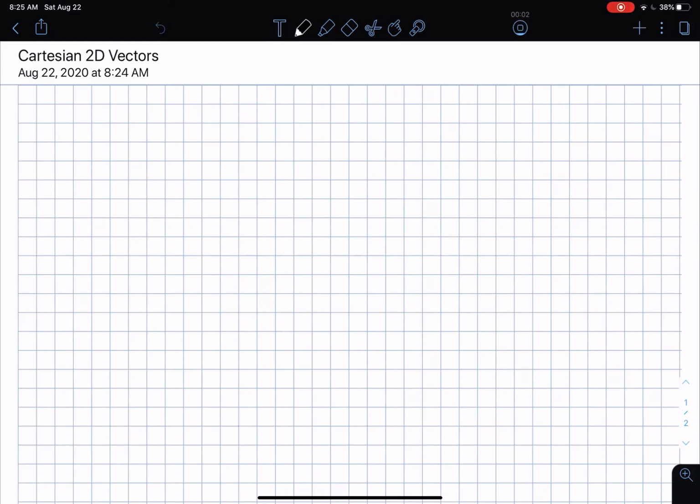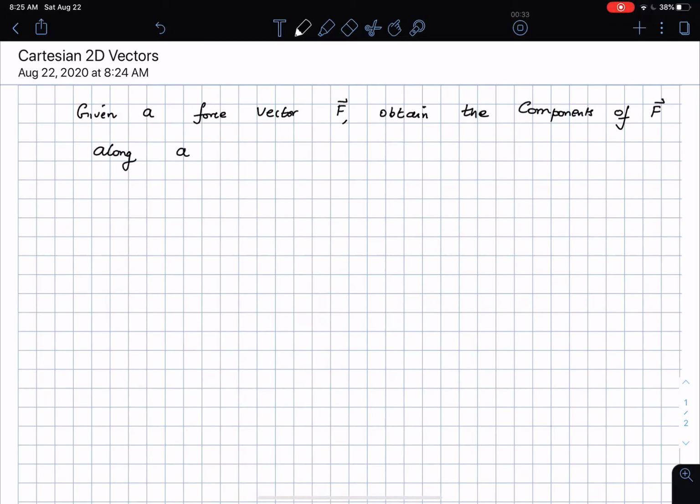Hello everyone. In this concept talk, we're going to be looking at Cartesian 2D vectors, and the problem is as follows. Given a force vector F, obtain the component of F along a 2D or two-dimensional Cartesian coordinate system.